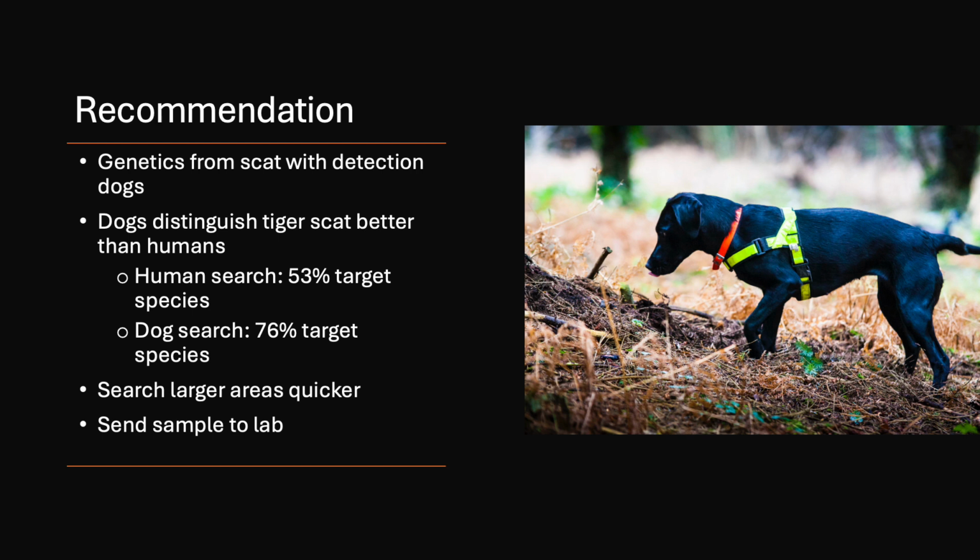So my recommendation is to use genetics by having detection dogs find scat. So dogs find and distinguish tiger scat a lot better than humans. When humans search, only 53% of the scat that they found was for tigers, versus dogs found 76%. And they can search large areas a lot quicker than we can, letting you find more scat and getting more samples to get a better population estimate. And from there, the handler would take samples of the scat and send them all to a lab for DNA testing.